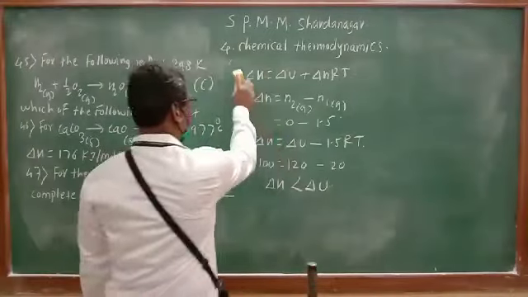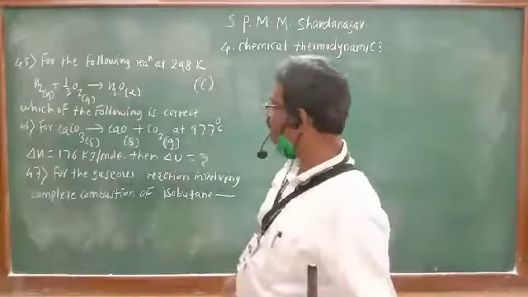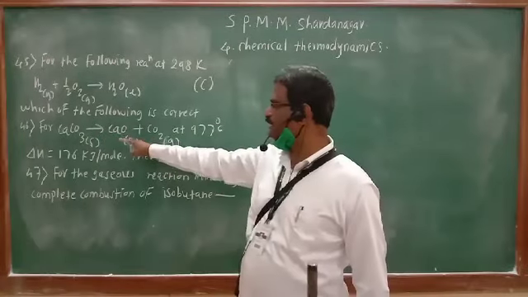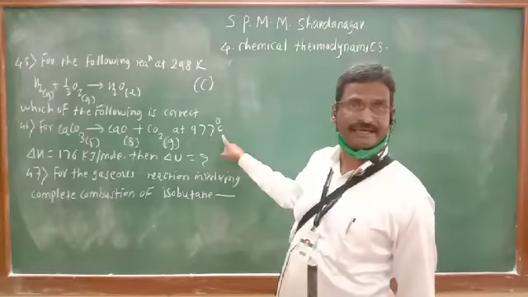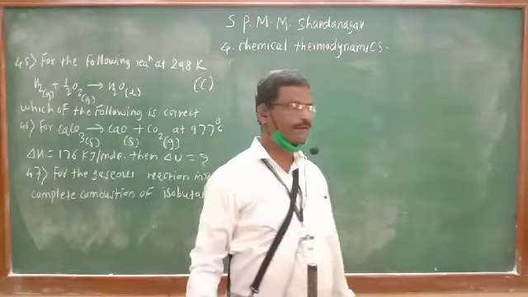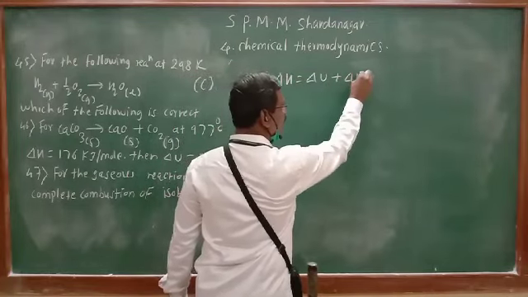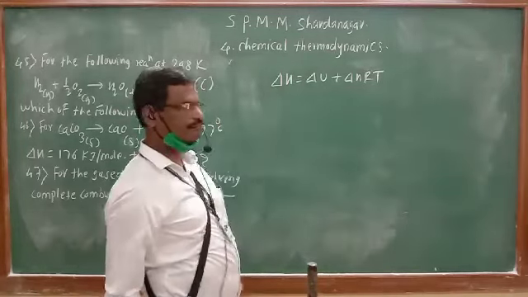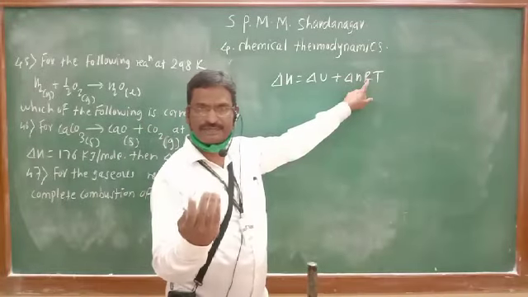Now let us see the next question. That is question number 46. For this reaction, calcium carbonate solid giving CaO solid plus CO2 gas at 976 degrees Celsius, they have given delta H and we have to calculate delta U. Very simple. We know this equation: delta H is equal to delta U plus delta nRT. Delta H they have given. Delta U we have to calculate. Temperature is given. R is constant.